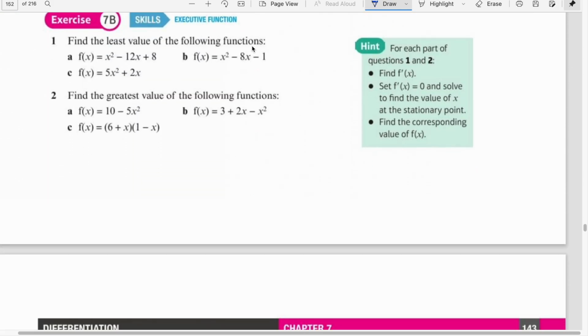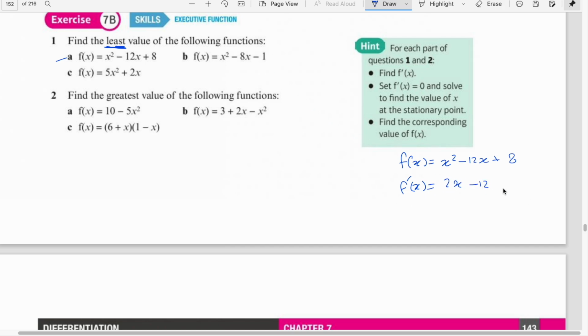Find the least value of the following functions. Okay, the least value is again the stationary value, or the greatest value is the stationary value. So if we have this question, f of x is equal to x square minus 12x plus 8, so f dash x is equal to 2x minus 12.